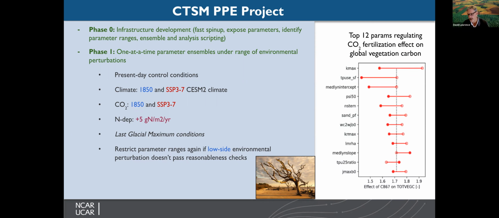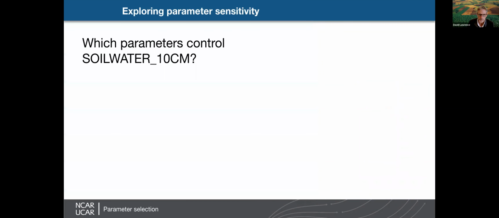And so this is just showing the effect of the 2100 CO2 levels, 867 ppm, on total vegetation carbon. And you can see this range of parameters. I'm not going to go through the list of what all these parameters are, but you can see that it's a range of different kinds of parameters, from hydrology to photosynthesis parameters. So the nice thing about this one-at-a-time data set, which we think is already proving useful, is that you can explore things like what parameters control soil water at 10 centimeters.